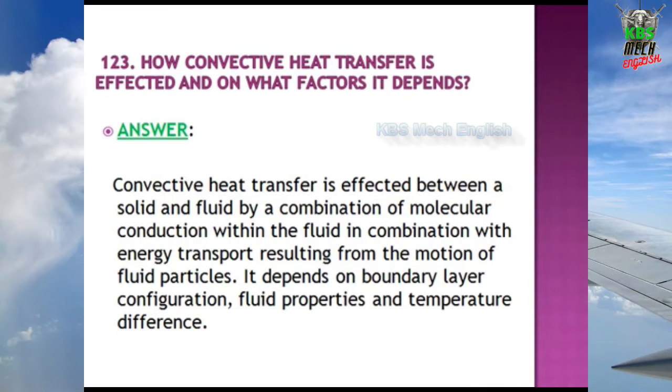Question number 123. How is convective heat transfer affected and on what factors does it depend? Answer. Convective heat transfer is affected between a solid and a fluid by a combination of molecular conduction within the fluid in combination with energy transport resulting from the motion of fluid particles. It depends on boundary layer configuration, fluid properties and temperature difference.